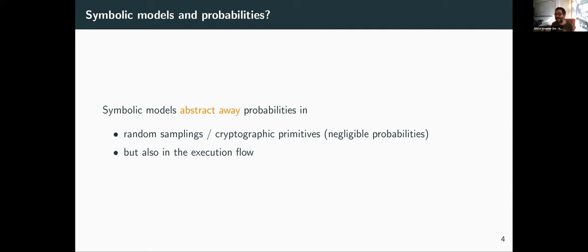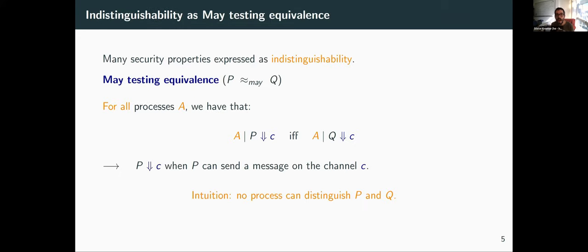And so it's not a negligible probability. So this is something that we will be looking into today, and in particular in the context of indistinguishability properties. Many security properties can actually be modeled as indistinguishability. This typically says I cannot distinguish between two situations. If you think about anonymity, you would say, well, I cannot distinguish the protocol executed by Alice or the protocol executed by Bob. That would be a very simple anonymity property that I could model using indistinguishability.